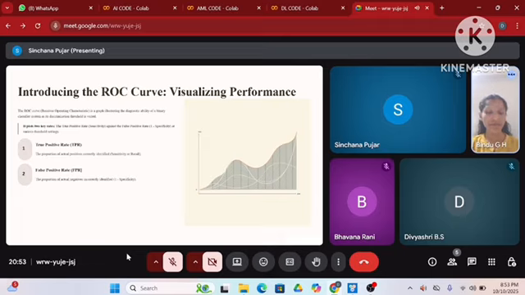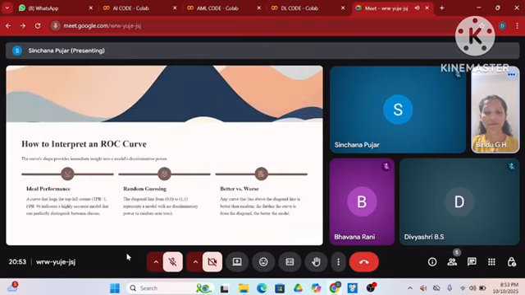Coming to the next, false positive rate, FPR, calculated as 1 minus specificity. FPR is equal to false positive divided by false positive plus true negative. The ROC curve is drawn by plotting TPR on the y-axis against the FPR on the x-axis at different classification thresholds. Next, coming to the next slide: how to interpret an ROC curve.